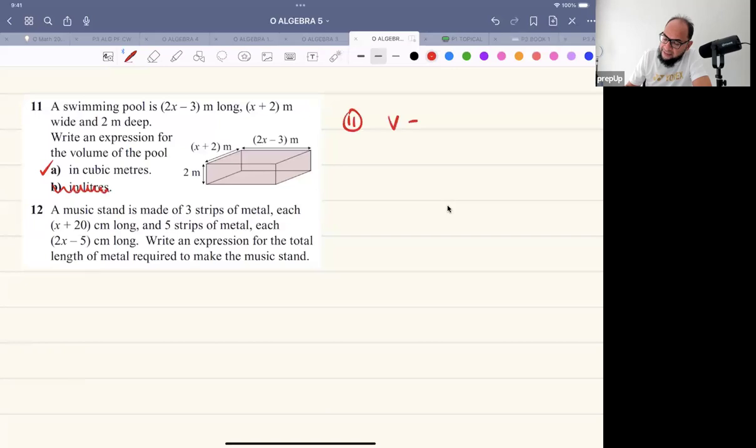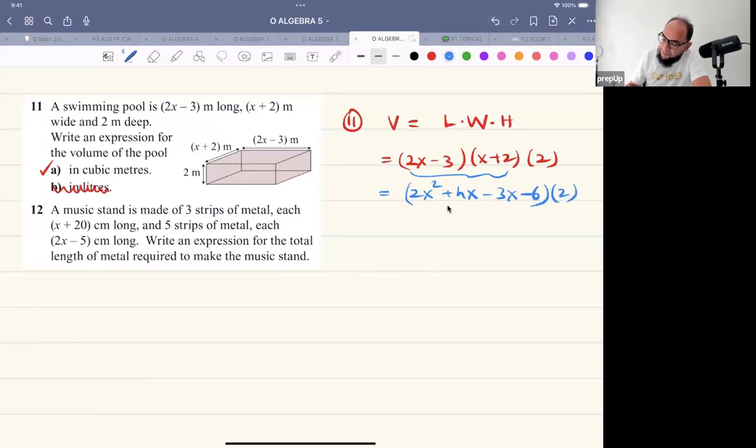Volume is length into width into height. So therefore this is 2x minus 3 into x plus 2 into 2. Just multiply these two first. So that is 2x square plus 4x minus 3x minus 6, into 2. First simplify on the inside, 2x square plus x minus 6, multiplying with 2. Now multiply with 2, that is 4x square plus 2x minus 12, or you could have left it as it is also. So that is the expression for the volume in cubic meters.